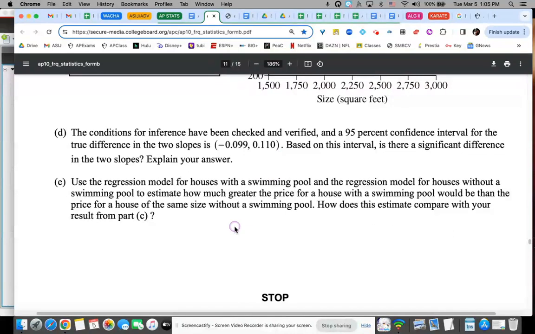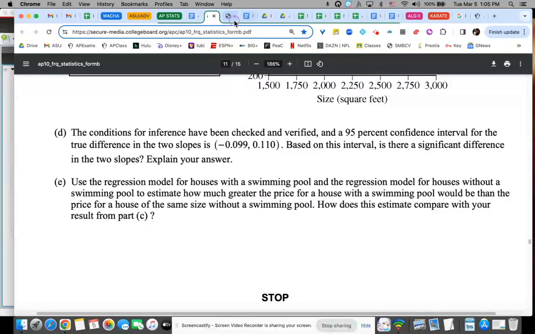Okay, use the regression model for houses with a swimming pool and the regression model for houses without a swimming pool to estimate how much greater the price for a house with a swimming pool would be than the price of the house with the same size without. How does this estimate compare with the result from part C? So in part C, we said there was no difference in the slopes, but now we're talking about the overall price, right? So there's two ways you can do that. They said use the models to estimate the difference.